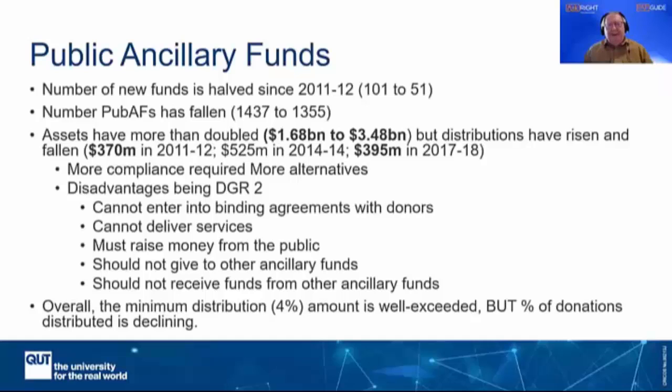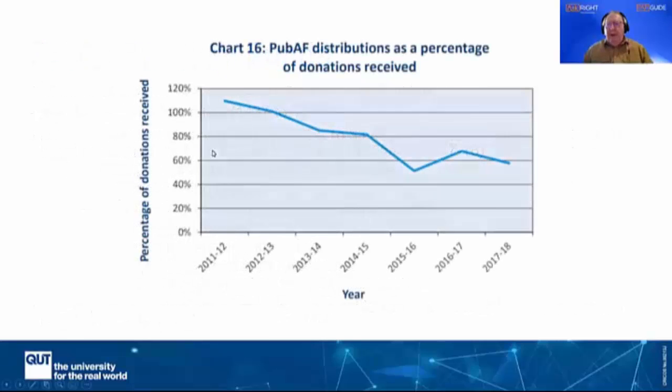It's a very strange thing that the minimum distribution requirement from a public ancillary fund is 4%, actually lower than private ancillary funds. And overall, probably because many of them distribute nearly all of their earnings, they well exceed the 4%. Remember, that's as mentioned earlier, that's a percentage of assets.